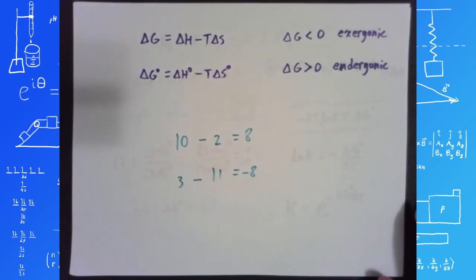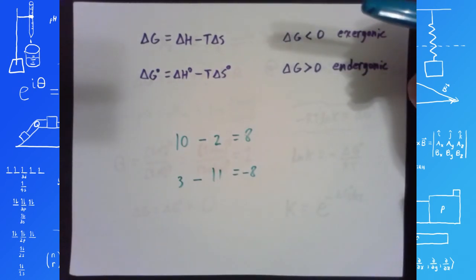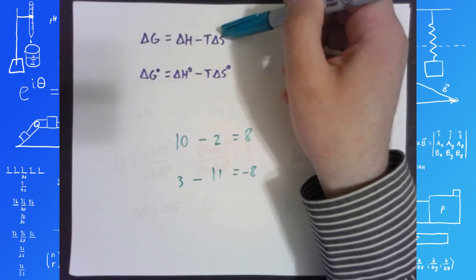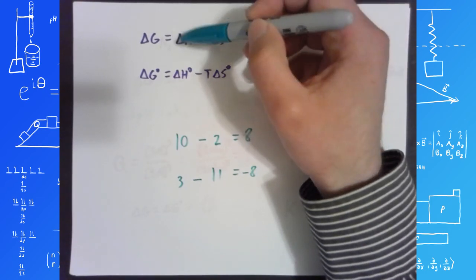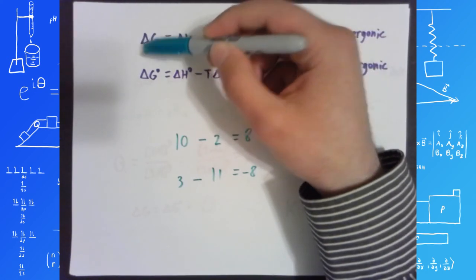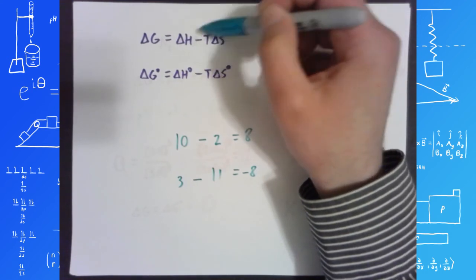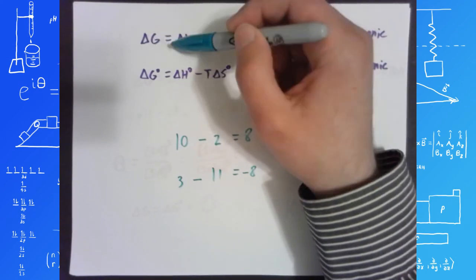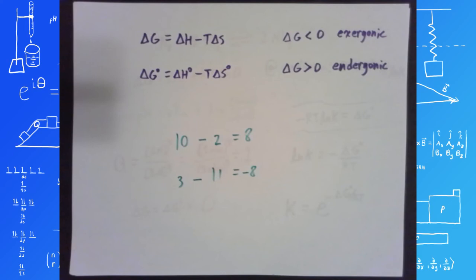So in the case of an endothermic process that also has a positive entropy change, low temperatures allow the endothermic term to dominate, leading to a positive delta G, and high temperatures lead the entropy term to dominate, leading you to a negative delta G. So when delta H is positive and delta S is positive, the process is spontaneous at high temperatures and non-spontaneous at low temperatures.